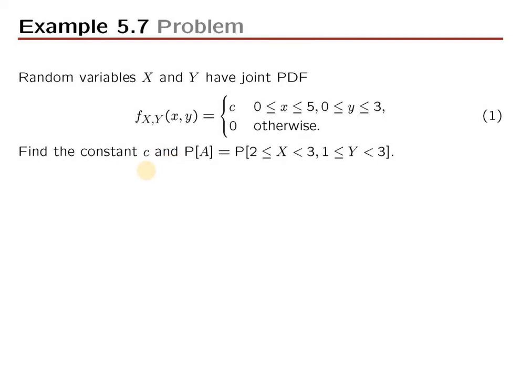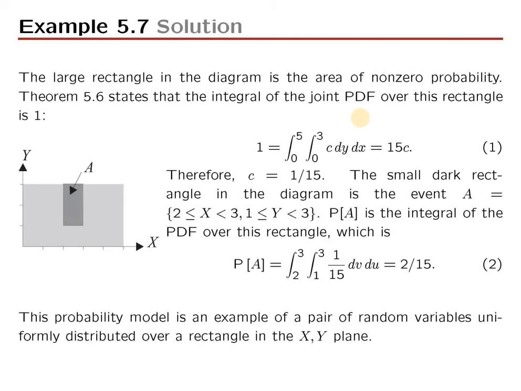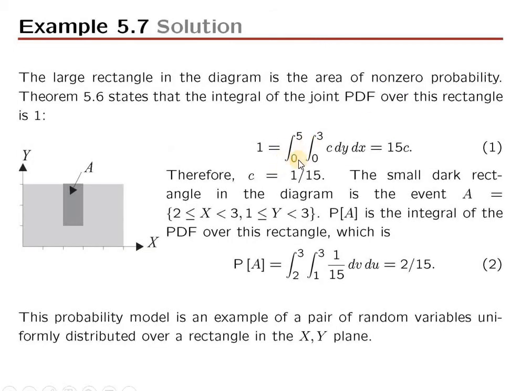For the constant c, we have to go back and look at Theorem 5.6. We can use this property to find c. This integral is defined between minus infinity and infinity, but the PDF is defined only in these intervals, so I just use the limits 0 to 5 and 0 to 3 for x and y respectively. So look here, the integral from 0 to 5 and 0 to 3 of c dy dx is equal to 1, which gives 15c equal to 1. From here we easily calculate the value of c.